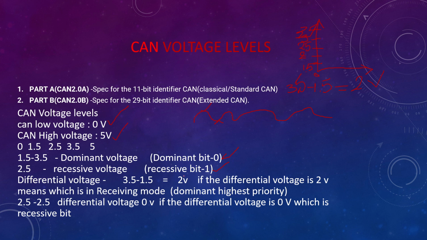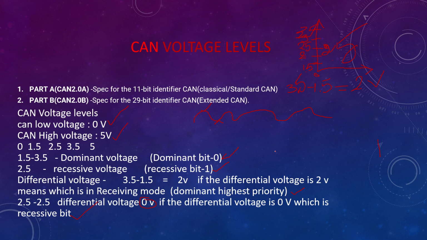Next, coming to the recessive mode. The dominant has the highest priority. The differential voltage of the recessive bit is 2.5 to 2.5, so this is the recessive voltage. We calculate 2.5 minus 2.5 and we get 0 volts of differential voltage. So when we get 0 volts, it is a recessive bit, which is nothing but 1.